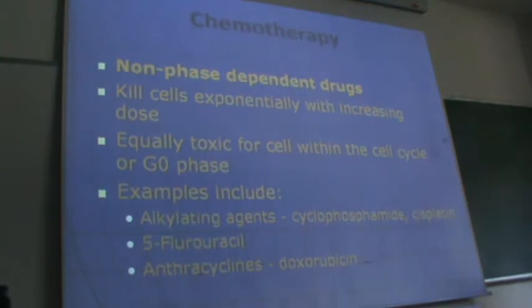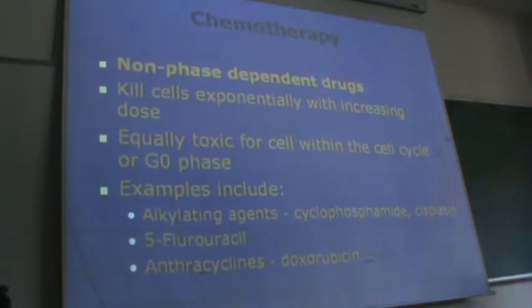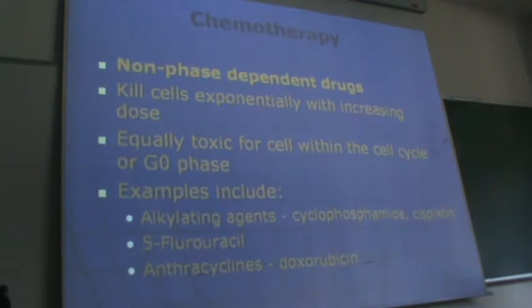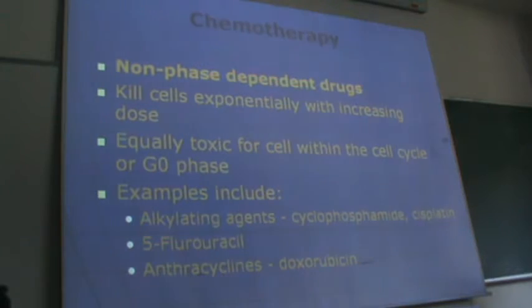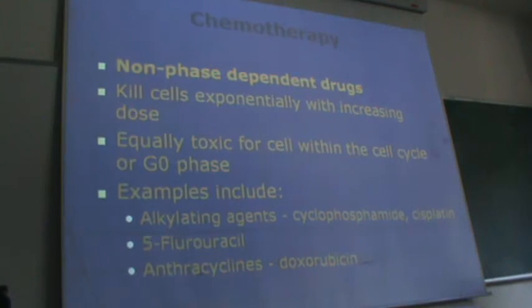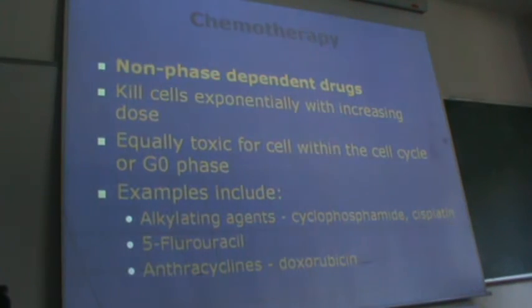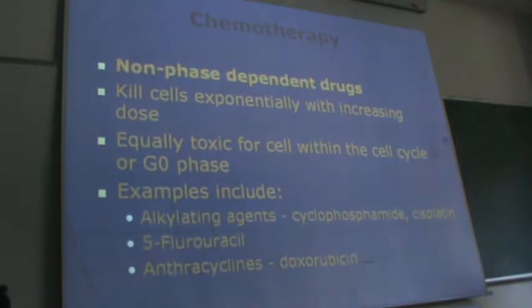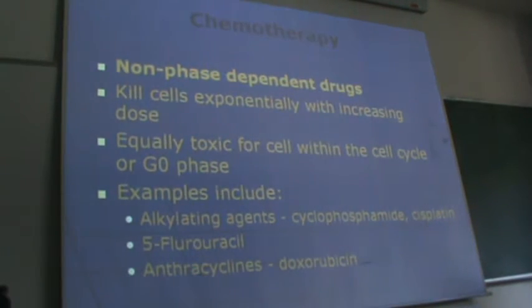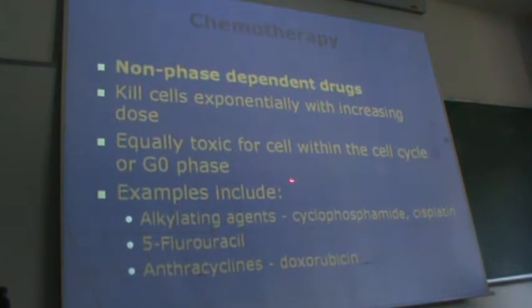Now, the chemotherapeutic agents are divided according to their action in the cell cycle. There are two major groups. First, non-phase dependent drugs, which do not depend on the phase. They work on different phases while the cells are in the cycle, and usually they kill the tumor cells exponentially with increasing dose, so when we increase the dose, there is an increase in the number of cells killed. But usually this will be associated with toxicity.